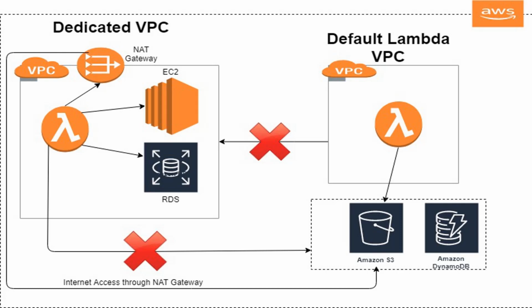So the default VPC where you will be running will not have access to those VPCs, and there is no provision that you can make that connectivity work. So in those scenarios, you have to deploy your Lambda under a dedicated VPC, where you have other resources which you want to access.